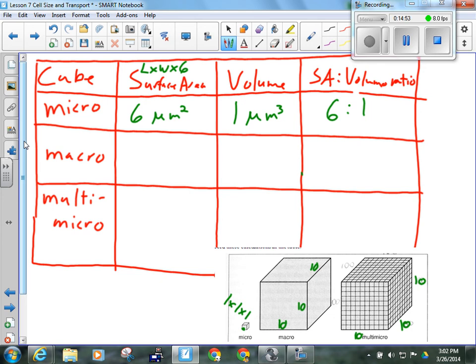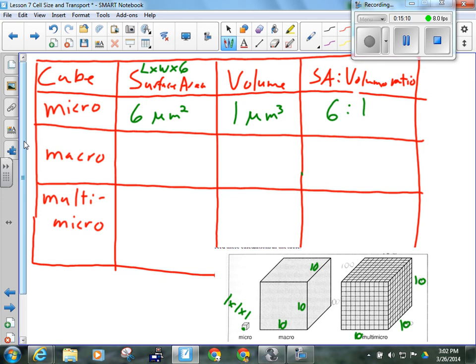It's a U with tails. It's go to Insert, Symbol, and you'll find it in the symbols. It's the Greek letter mu. And if you can't find it, you can just write a U. I'll know what you mean.